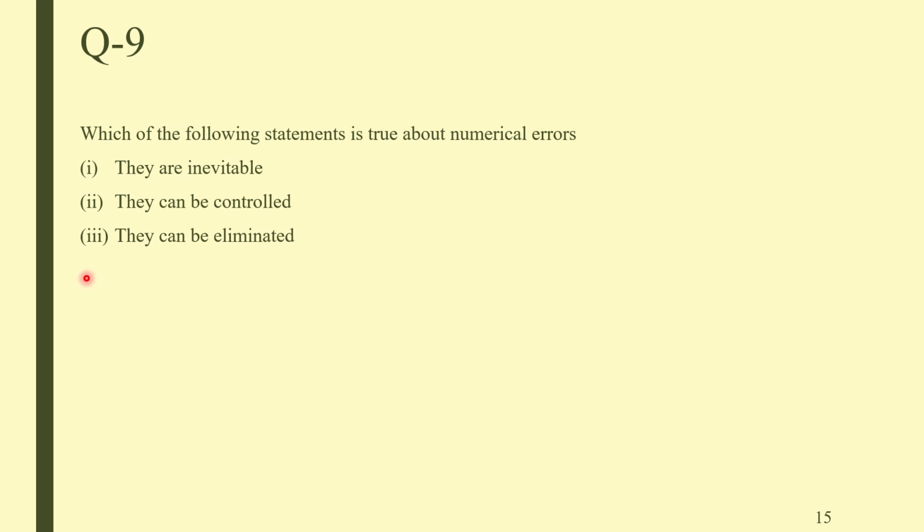So we'll see the options. Option A, it is 1 only. Option B, it is 2 only. Option C, it is 1 and 2. Option D, it is neither 1 nor 2. So the right answer is option C, 1 and 2.